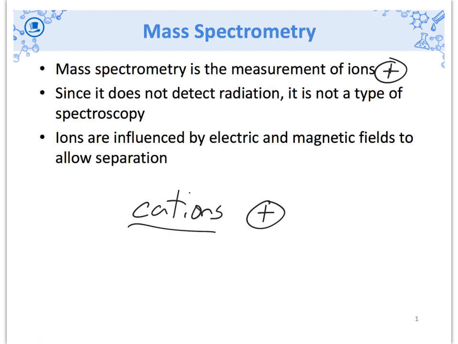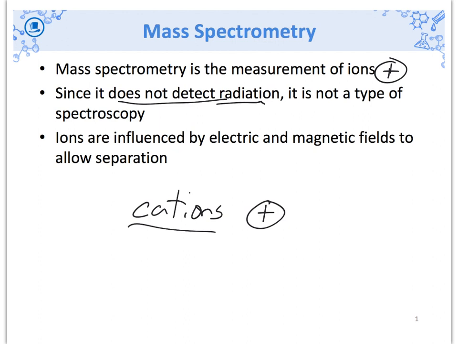So it's not a type of spectroscopy. It's not radiation. It's spectrometry. It's a little different. And the way this is going to work, we're going to make these cations, things with positive charge, and detect them. Because they're charged, they're going to be influenced by an electric and magnetic field. And that's what's going to allow separation.